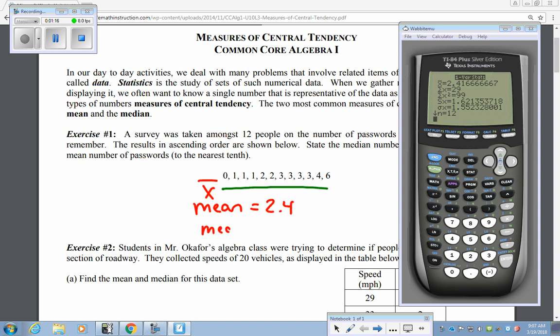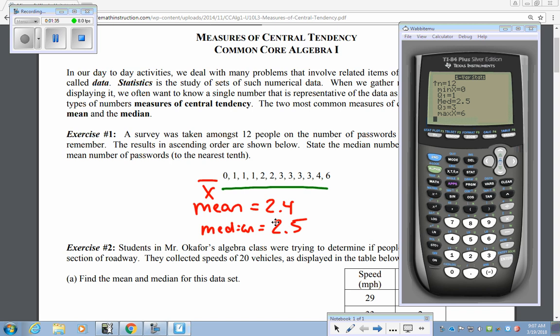And then to find the median, what I'm going to do is scroll down, and you'll see it right in the middle of my calculator screen. That median says 2.5. So that's where you would find the mean and the median in this example. And those are the answers they were looking for, to the nearest tenth.